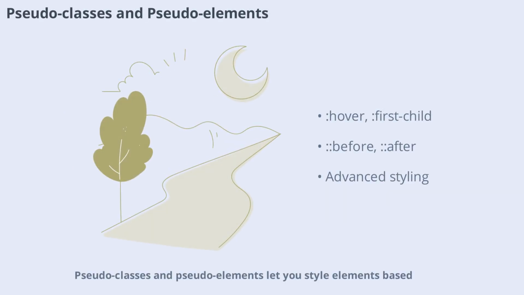Pseudo-classes and pseudo-elements let you style elements based on their state or specific parts of them. For example, you can change a link's color when it's hovered or style the first letter of a paragraph. These tools give you even more control over your site's appearance.